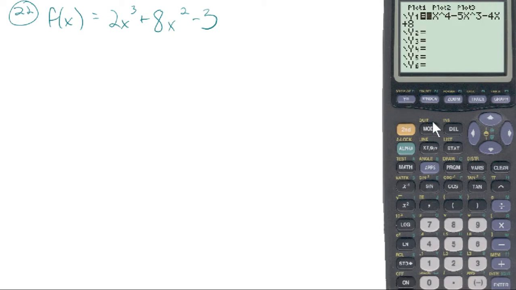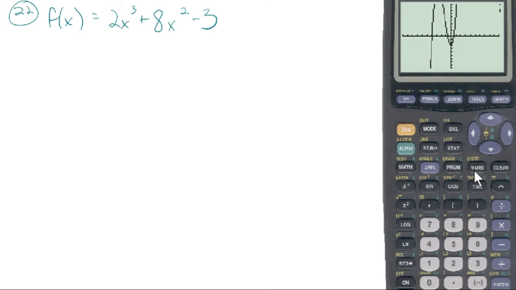But they're useful. They're very useful to know all the little things you can do with them. So let's go over this. Let's talk about the little tools that your calculator has. But don't let it cripple you. So we have 2x raised to the third plus 8x squared minus 3. Okay, and we want to go graph that. So graph. We wait and we wait. There it is. There's the graph.